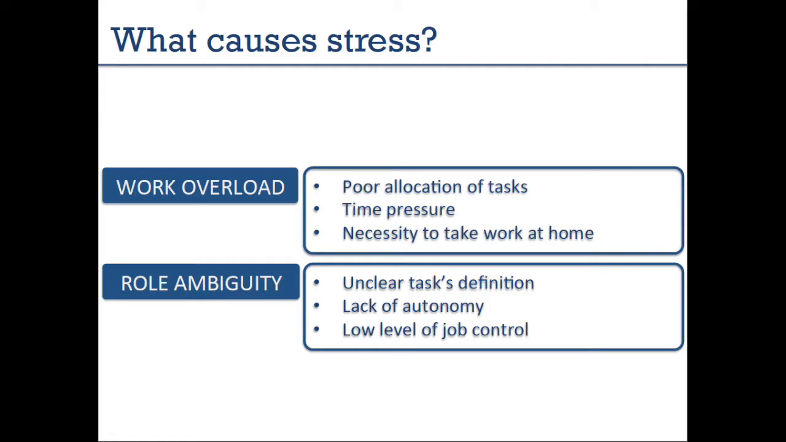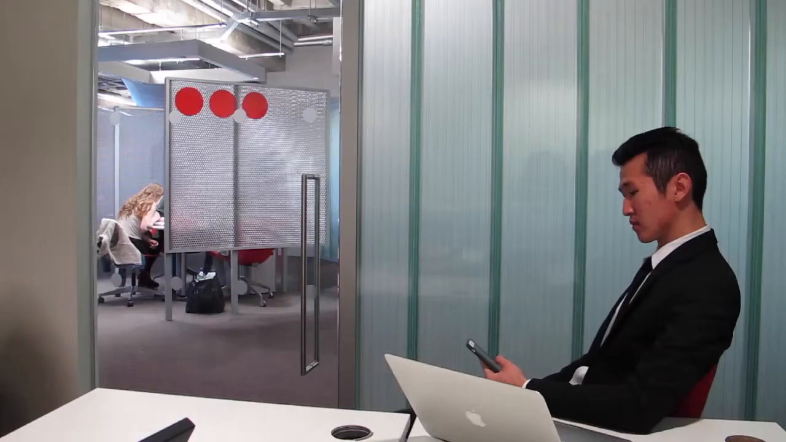The second video points out role ambiguity as a main factor of stress. That is, providing your employee with unclear definitions of tasks without allowing him any autonomy.